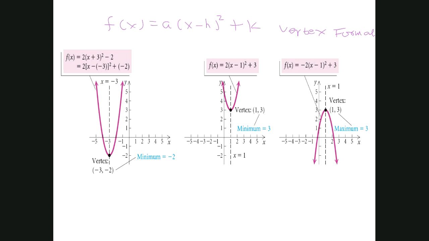Okay. So if I have an equation that is already in this form, I can write the vertex right away. So this one is called a vertex. Look at that. If I have f of x equals 2 times (x plus 3) squared and then minus 2, 2 is a number, okay?